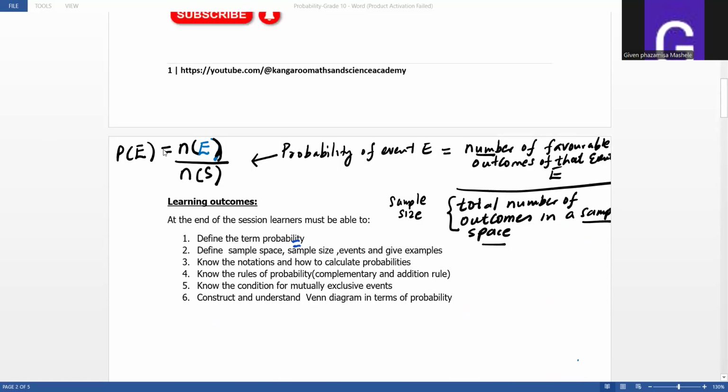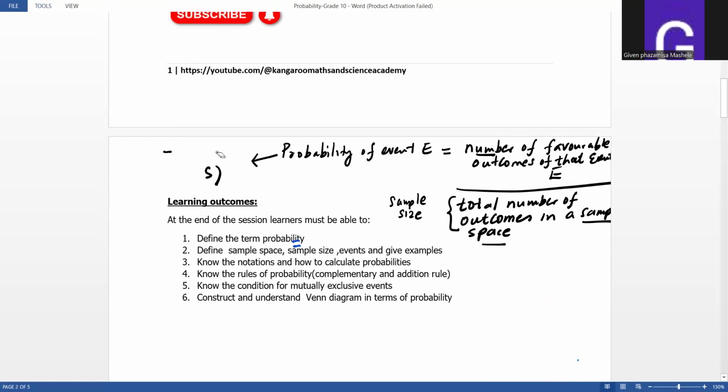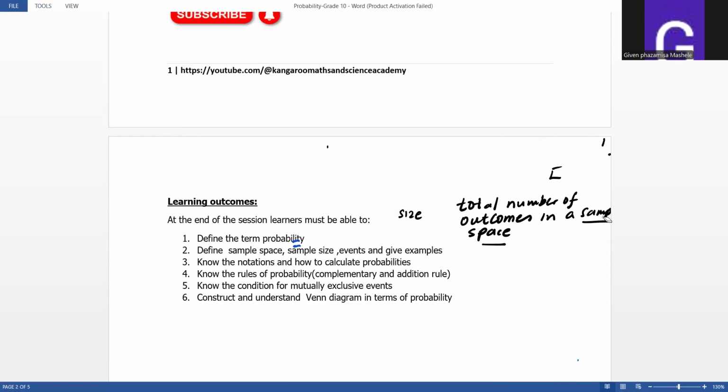We went through the definition of probability. We defined probability as the likelihood or the chance of an event to occur. We defined the sample space, which is a set of all possible outcomes in a random experiment. We said a sample size is the total number of outcomes or observations in a sample space. And we defined an event, which is a subset of a sample space.